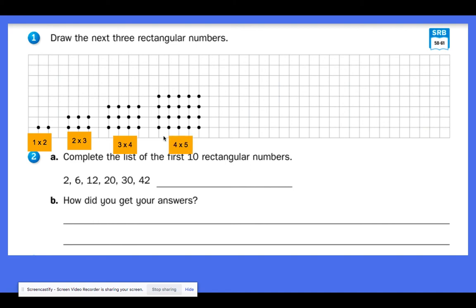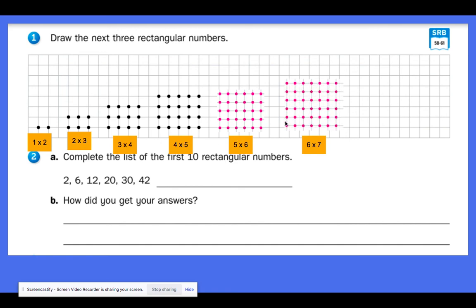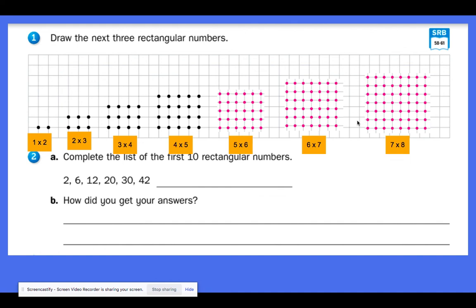And again, if we're counting, the next one's going to be a 5 by 6, which we talked about before. And then after 5 times 6, it would be 6 times 7. And that's what that looks like. So again, 6 dots going up, 7 dots going across. Next one would be 7 times 8. And there you go, again, 7 dots up, 8 dots across.